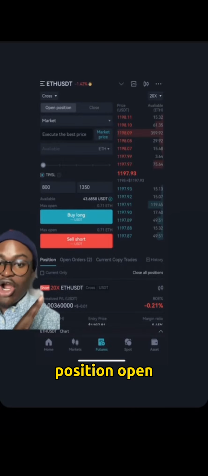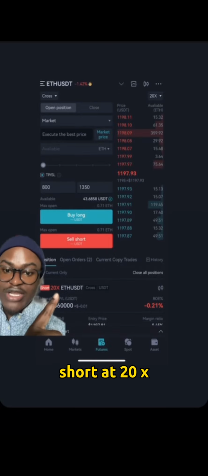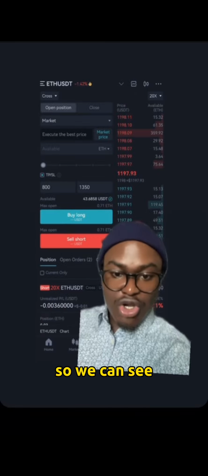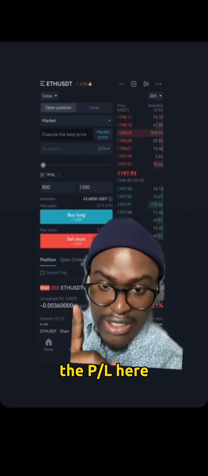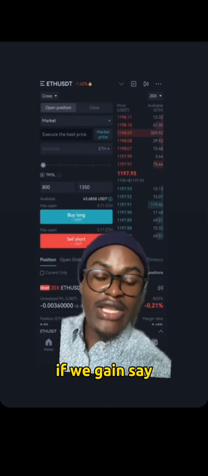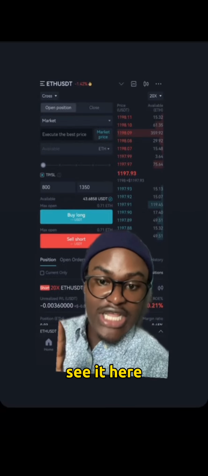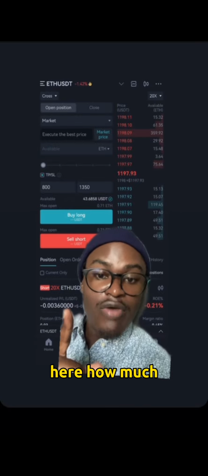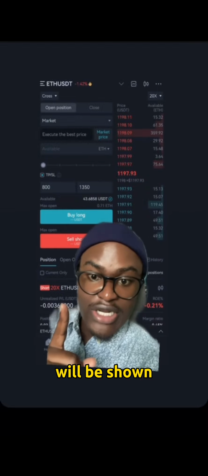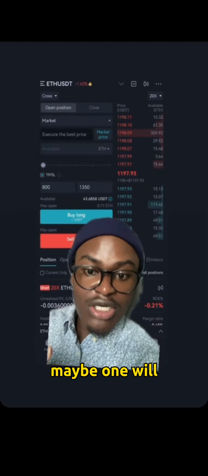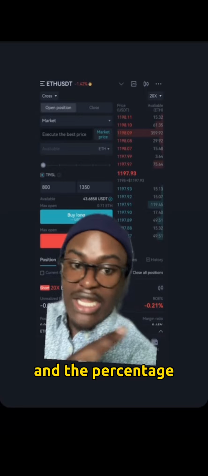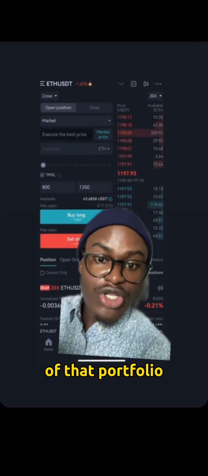Now we can see the position open here. Ethereum short at 20x leverage. I put 20x leverage so that you can see the price difference almost immediately. So we can see the P or L here. So this is profit or loss in USDT here. So we will see it here. If we gain say $1, you will see it here. If we lose $1, you will see it here. How much of the 5% of your portfolio you would have lost will be shown here. How much you would have maybe won will be shown here. This is the percentage, so we can see the figure and the percentage of that portfolio you will be losing or gaining.